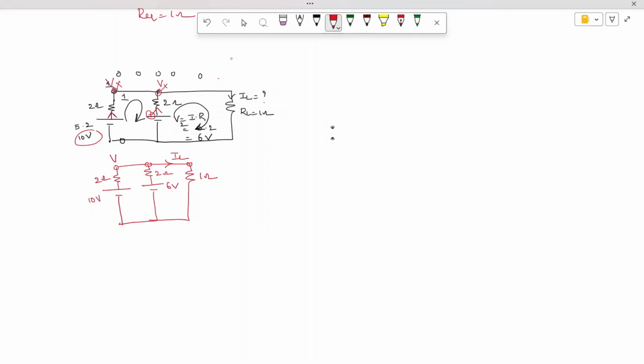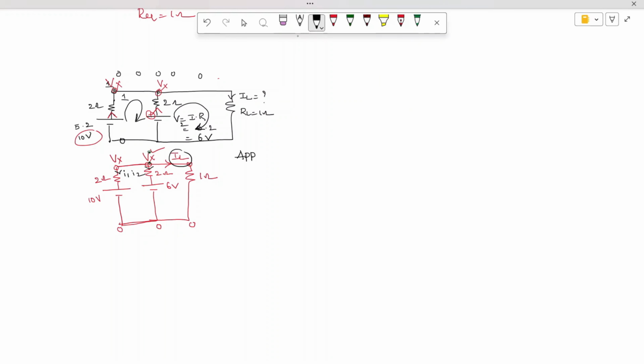So let's mark this node as Vx, and the reference node as 0. These nodes are connected in parallel, therefore the same node is maintained. Now I want to find the value of Vx. That's why I am assuming the current which flows through this element as I1, through this element as I2, and through this element as IL. So now let us solve this problem.